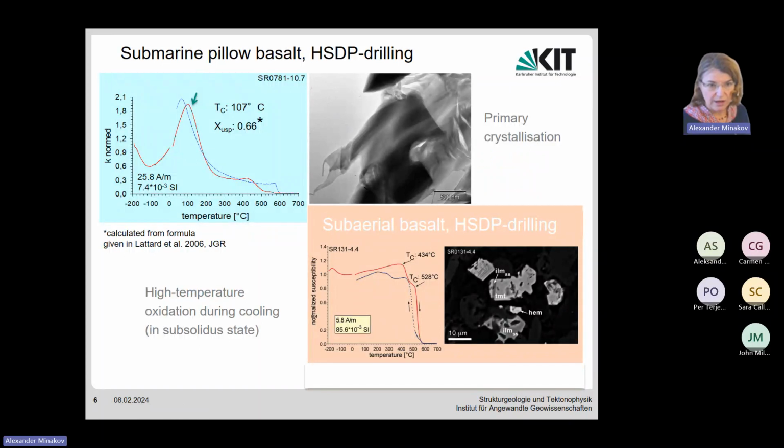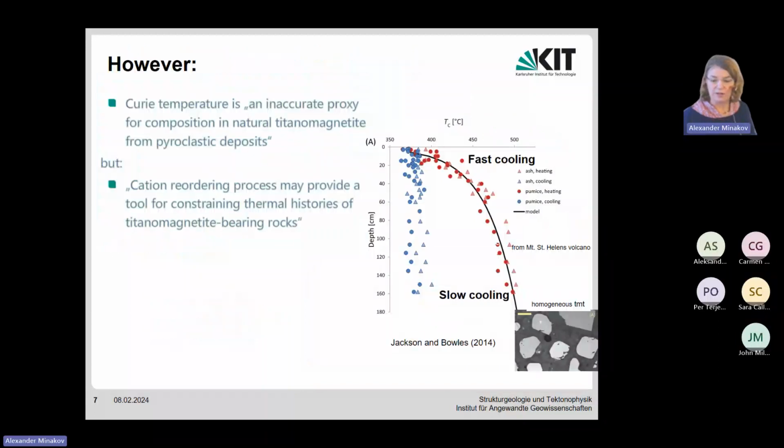So let's just go back. What's shown on the next slide is the Curie temperature from here and from here. Here you see it's quite comparable, but there is even a small discrepancy. But now here you see an example from pyroclastic rocks of Mount St. Helens. You also have these homogeneous titanomagnetites.